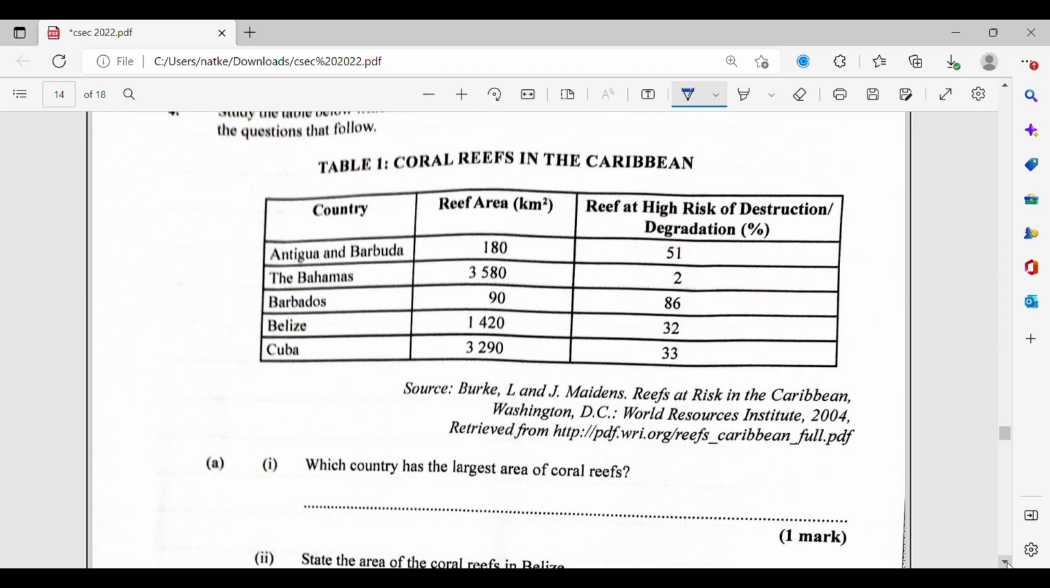The first one says, what country has the largest area of coral reef? So the table itself is showing coral reef in the Caribbean. It shows the different countries here. It shows the reef area. And this one shows the risk of destruction. So, which country has the largest area of coral reef? That means we would be looking for this specific number here that is the largest. So in that case, it would have been the Bahamas.